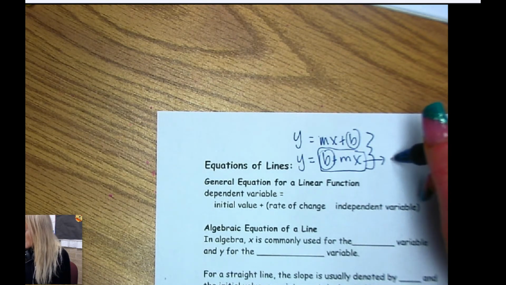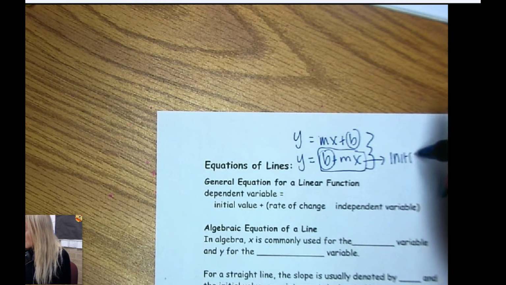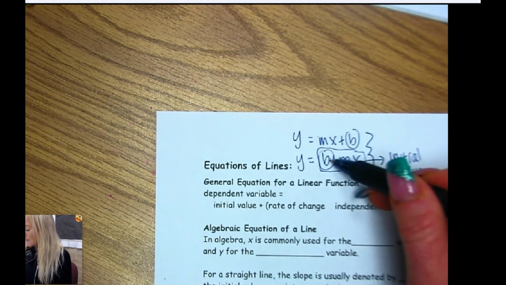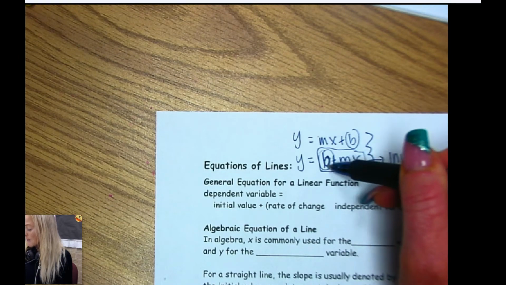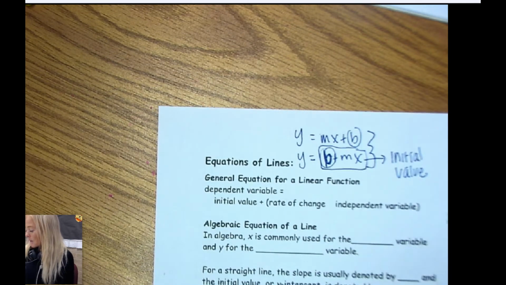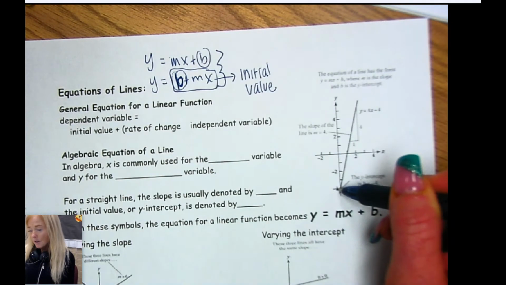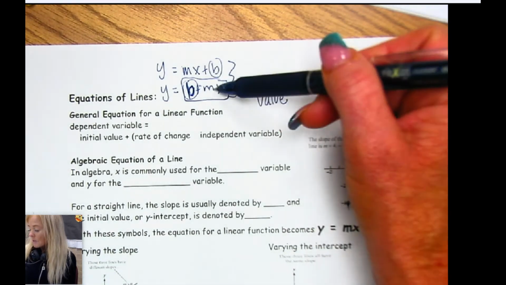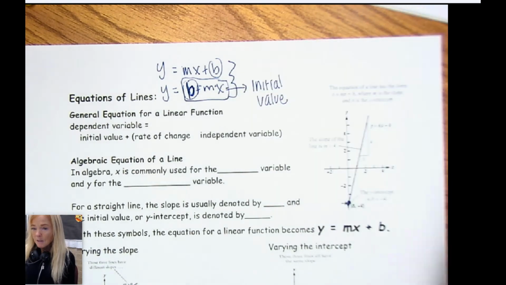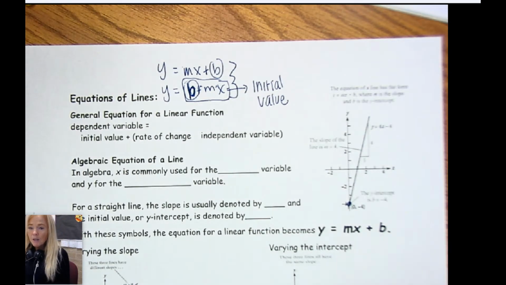So what that means is you have your initial value, which in the calculator had a different variable, but b is your initial value. That's where the line crosses the y-axis, so like right here. That's your initial value, and then you add to it the change in x times the independent variable. And that's generally your equation of a line.